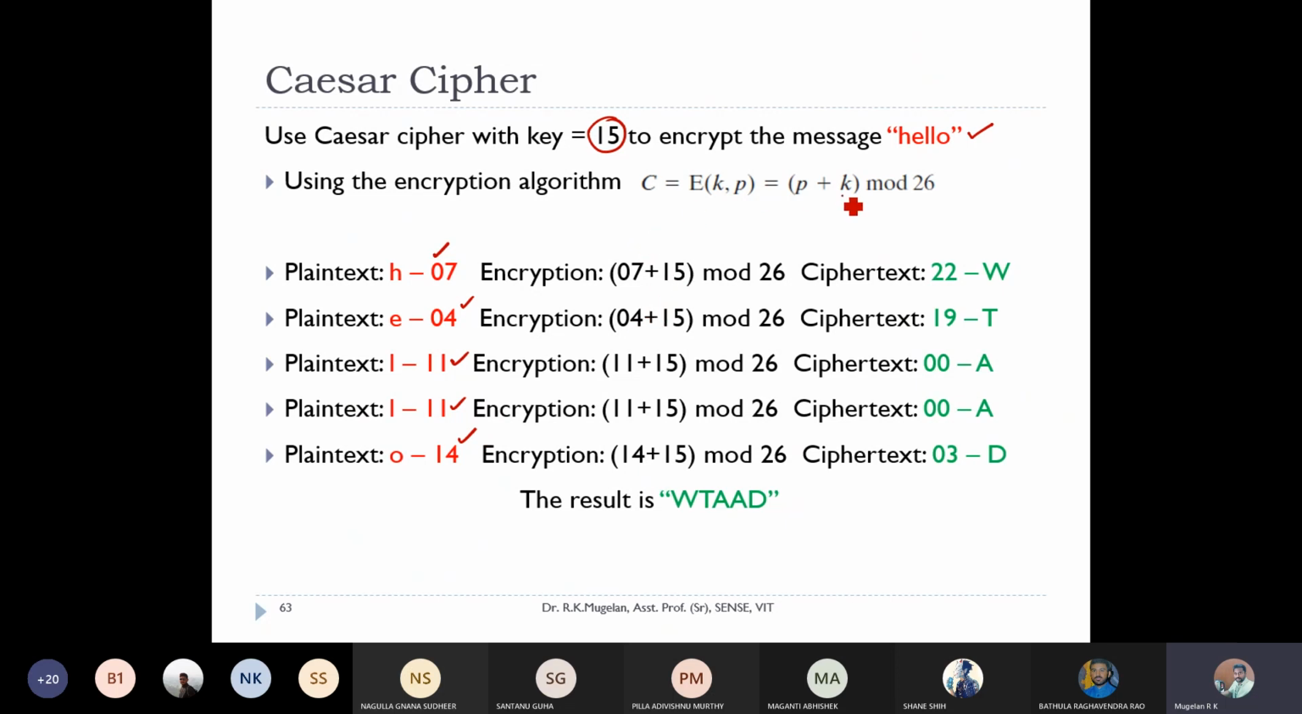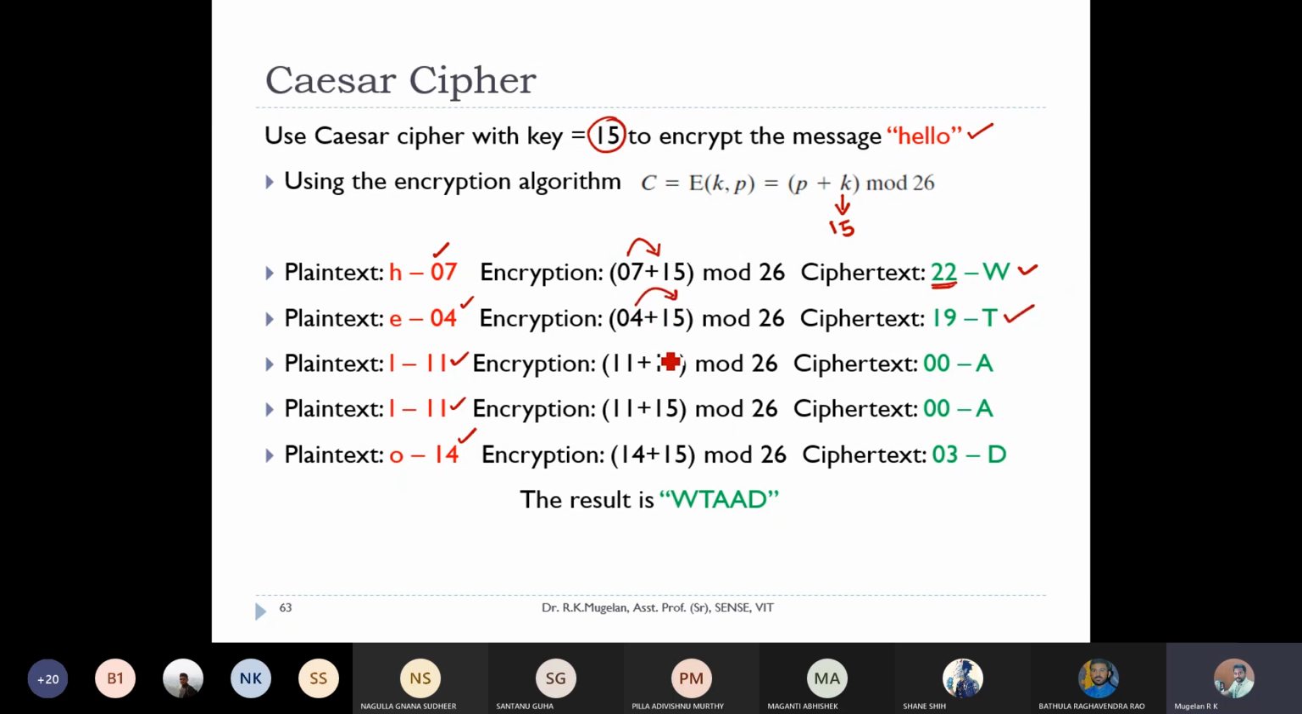The key here is 15, and you have to substitute the values of your plain text then and there. So here is 7 plus 15. What will be the answer? 22, right? So 22 mod 26, I'll again get 22, so W. Here 4 plus 15, I'll get 19, so no issues here.